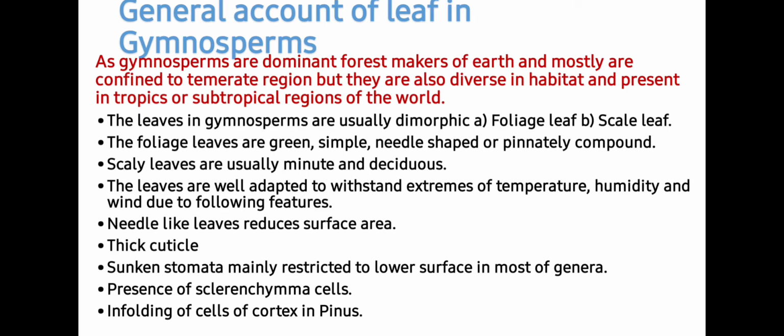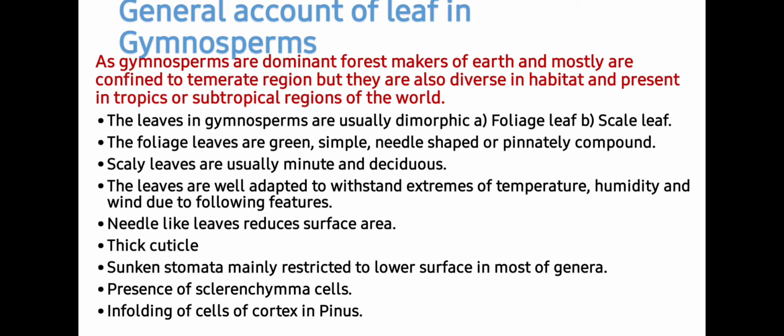So, gymnosperms are very diverse in habitat and mostly confined to the water deficient regions, that may be at the hilly top as well as in the desert, as you have seen in Welwitschia.